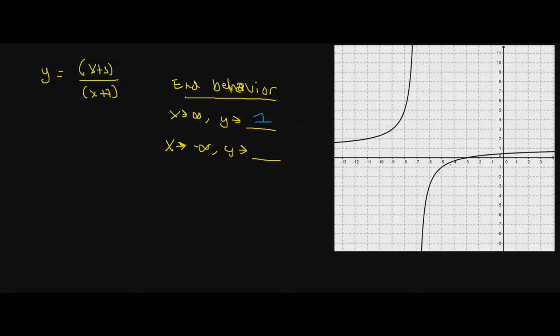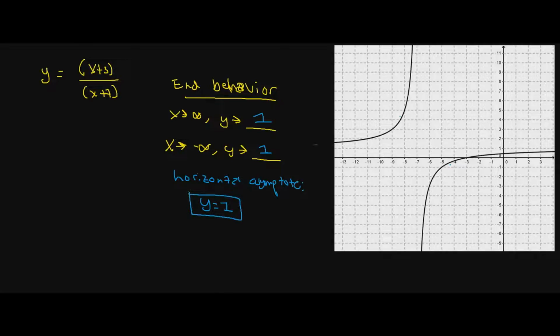Now let's look over here. As x approaches negative infinity, what's happening to my y values? It's going down, and we'll keep going like that, and you can see that it's getting closer and closer to 1 as well. Our end behavior is letting us know that we have a horizontal asymptote at y equals 1.